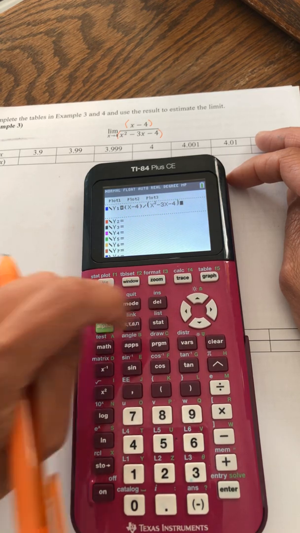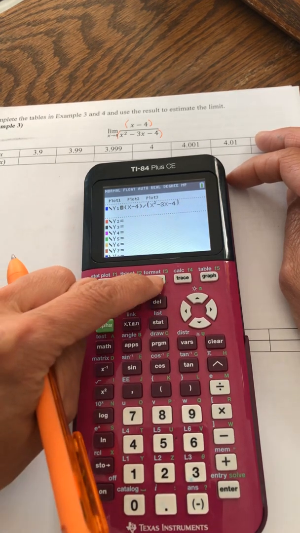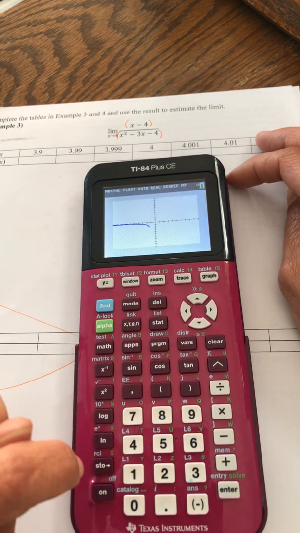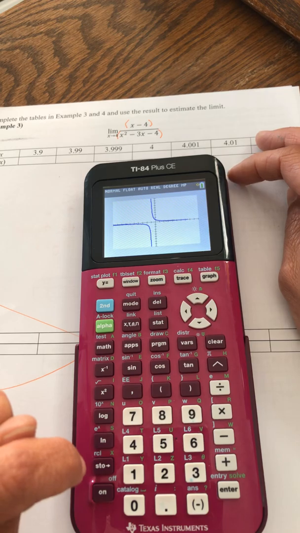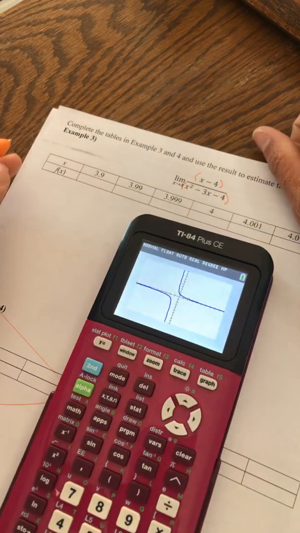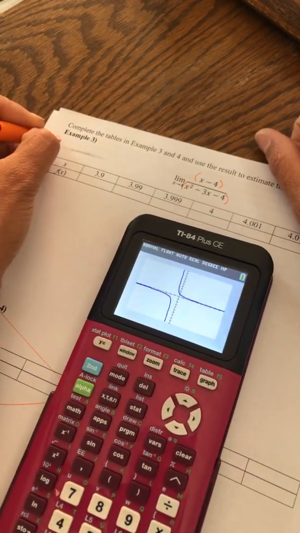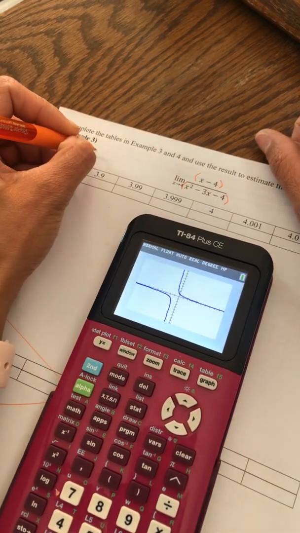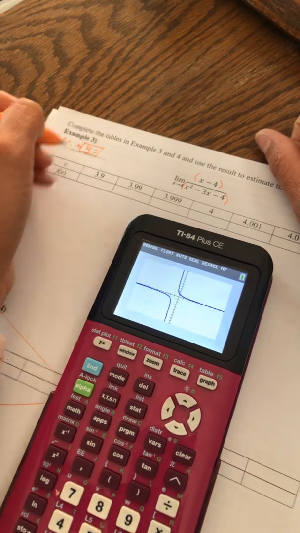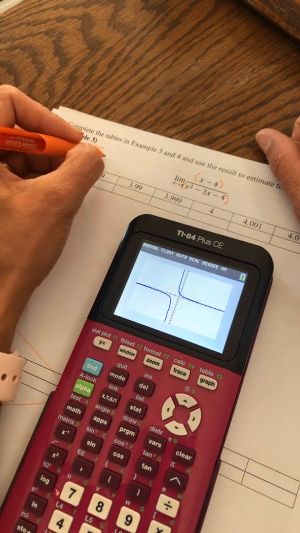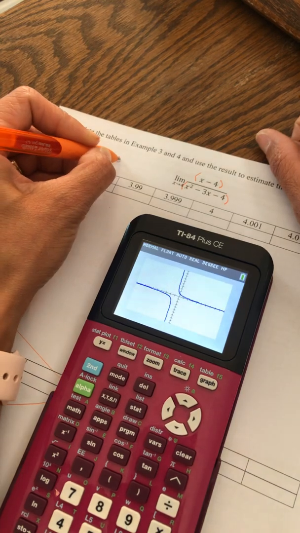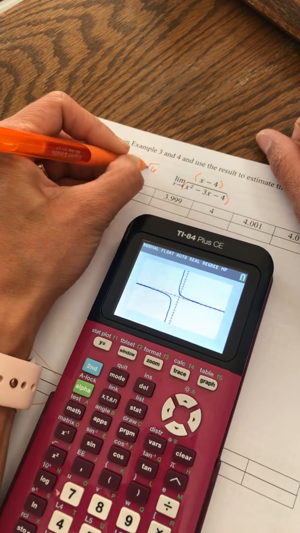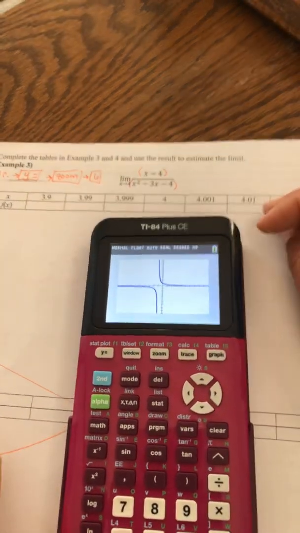I think it was zoom 6, and it graphs it for me. Yeah, zoom 6. So maybe for your calculator, you have to hit the y equals button, and then you type in your function, and then I hit the zoom button, and then I hit the number 6 button, and that's how I did this. So here's my graph.